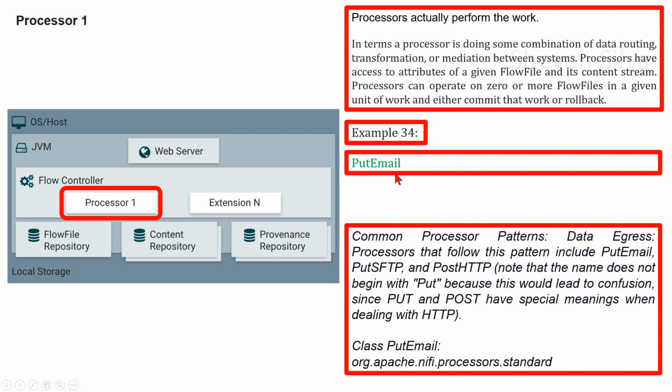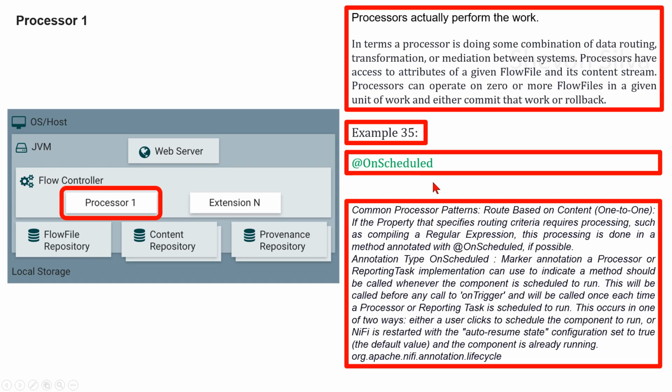The class PutEmail is in the package org.apache.nifi.processors.standard. A processor that publishes data to an external source has two relationships, success and failure. The processor name starts with Put followed by the protocol that is used for data transmission. Processors that follow this pattern include PutEmail, PutSFTP, and PostHTTP. Note that the name does not begin with Put for HTTP because this would lead to confusion, since PUT and POST have special meanings when dealing with HTTP.